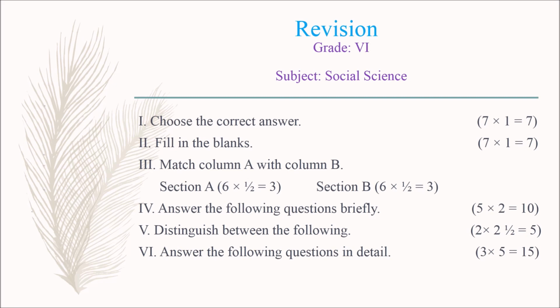Roman letter 3, match column A with column B. In section A, you will have 6 questions. In that, each question carries half mark. So totally 3 marks for section A.